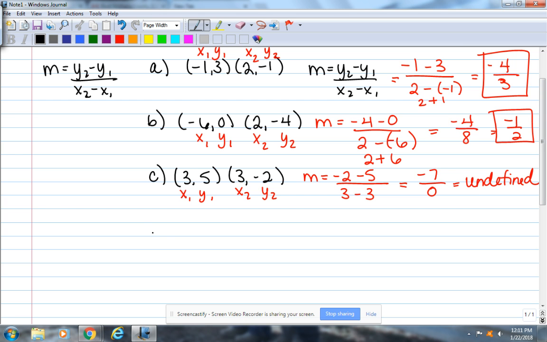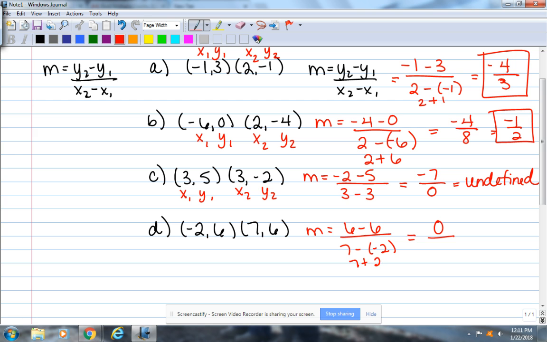So let's just do one more special circumstance here. So we have coordinates negative 2, 6, and 7, 6. So again, we would do y2 minus y1 over x2 minus x1. So in this problem, that would be 6 minus 6 over 7 minus negative 2. 6 minus 6 equals 0. And 7 minus negative 2 is the same thing as 7 plus 2, which is 9. And this time 0 is in the numerator, so it's 0 divided by 9, and 0 divided by any number will equal 0.